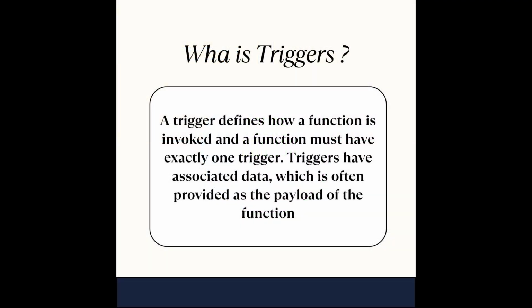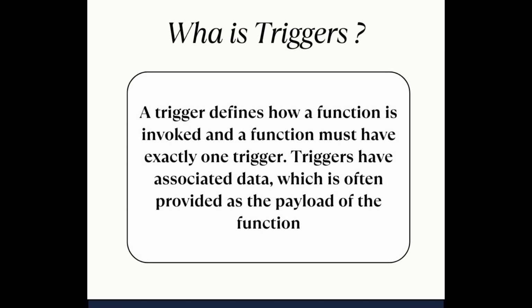What is a trigger? A trigger defines how a function is invoked, and a function must have exactly one trigger. Triggers have associated data, which is often provided as a payload of the function. So basically, whenever you have an event on which you want to perform a certain task, you will call an Azure Function with that particular type of trigger to perform the task. We will discuss in more detail when we go further with an example.